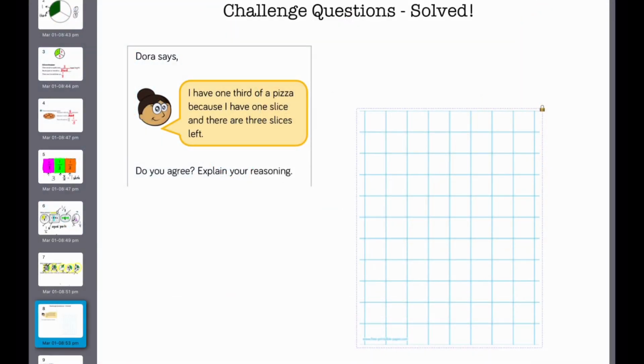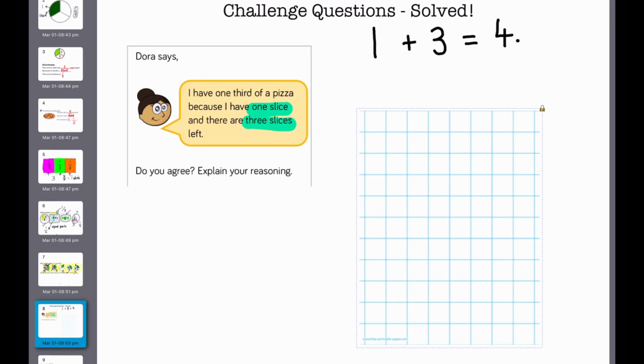Let's read the first problem. Dora says, I have 1/3 of pizza because I have 1 slice and there are 3 slices left. Do you agree with Dora? Explain your reasoning. So, if Dora has 1 slice and there are 3 slices left over, how many slices are there altogether? 4. Is she correct? Does she have 1/3 of pizza?